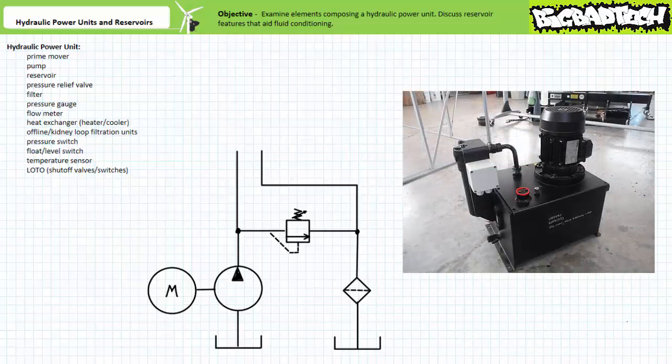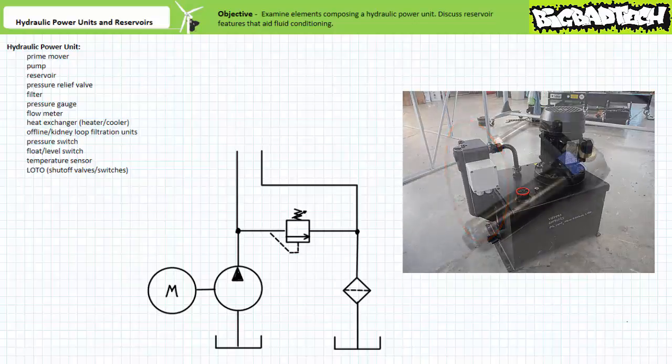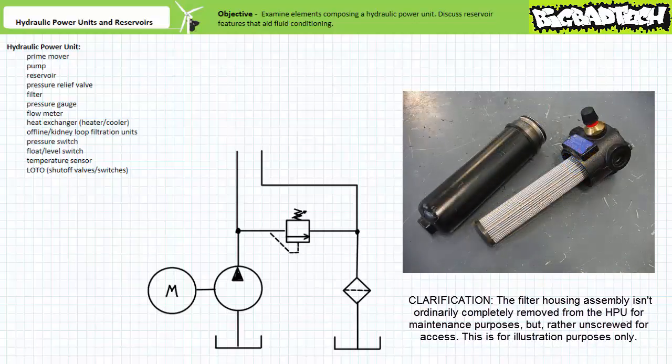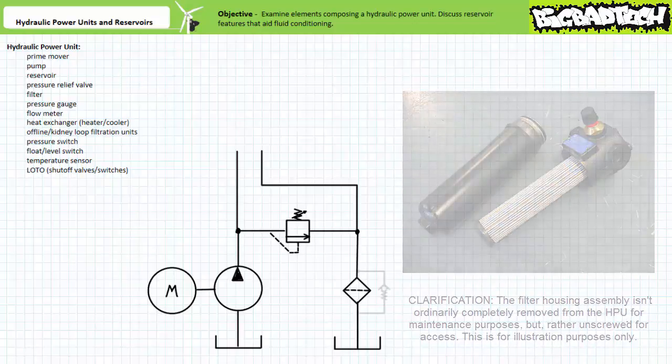The filter is often externally mounted on the hydraulic power unit inside a filter housing. The removable filter housing makes periodic filter changes a comparatively quick and painless affair. Here's a filter housing closed and opened.